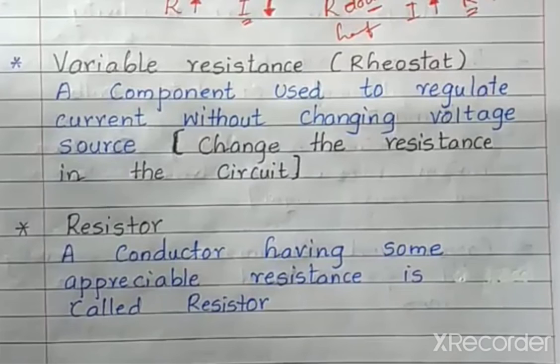Here, variable resistance. This variable resistance is also known as rheostat, a component used to regulate the current without changing the voltage source. Change the resistance in the circuit, that is known as variable resistance. Okay, resistor, a conductor having some appreciable resistance is called resistor.